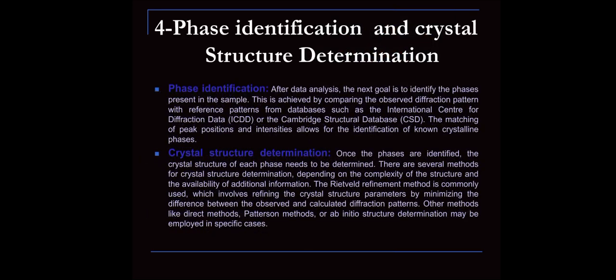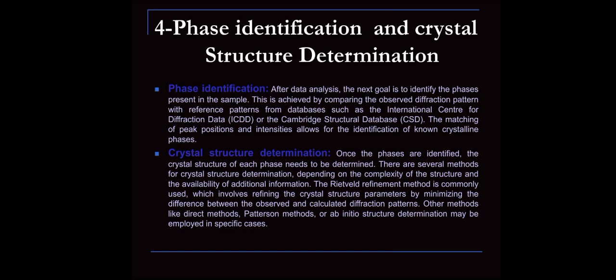Now, fourth, phase identification and crystal structure determination. Phase identification. After data analysis, the next goal is to identify the phases present in the sample. This is achieved by comparing the observed diffraction pattern with reference patterns from databases such as the International Centre for Diffraction Data or the Cambridge Structural Database. The matching of peak positions and intensities allows for the identification of known crystalline phases.